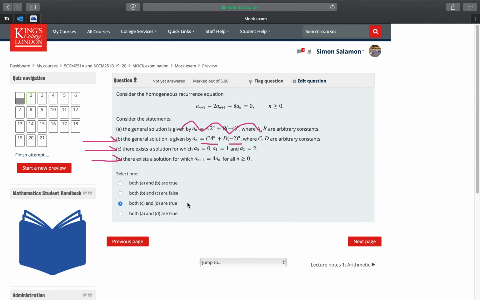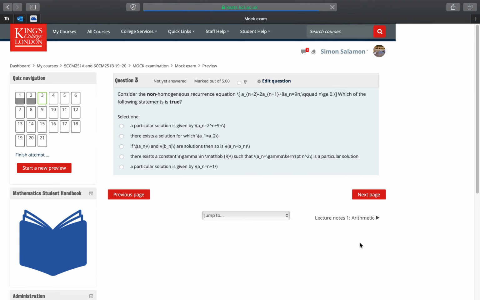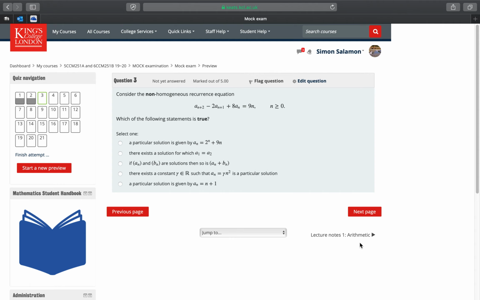Okay, let's go on to the next page and see the next question, which is actually another recurrence relation. In fact, it's almost the same one, except that we've made it non-homogeneous. There's a non-homogeneous bit, a forcing term, as I used to say, on the right-hand side, 9n.